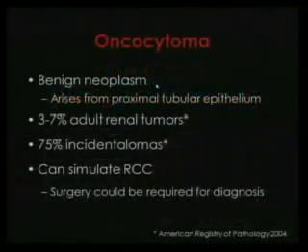Let's see some benign renal masses. Oncocytoma is a benign neoplasm, very uncommon, 3 to 7% of adult renal tumors. 75% of the cases are an incidental finding, and unfortunately, in most cases the diagnosis is made with surgery, because the pattern is so similar to renal cell carcinoma that we cannot be sure that we are in the presence of oncocytoma. Let's see some examples.